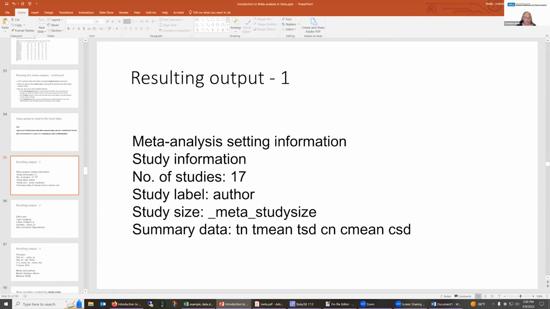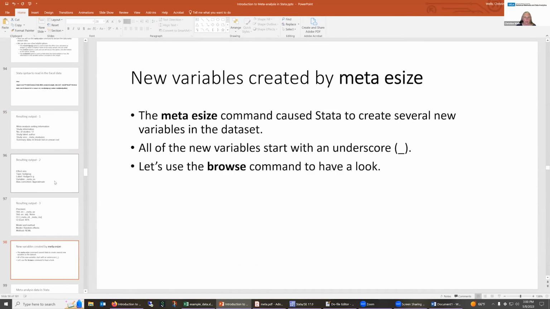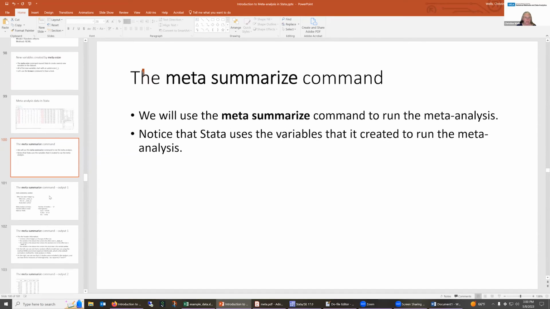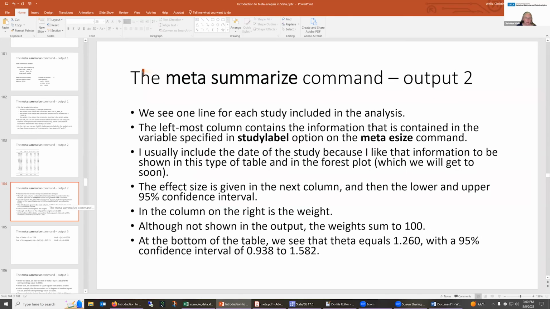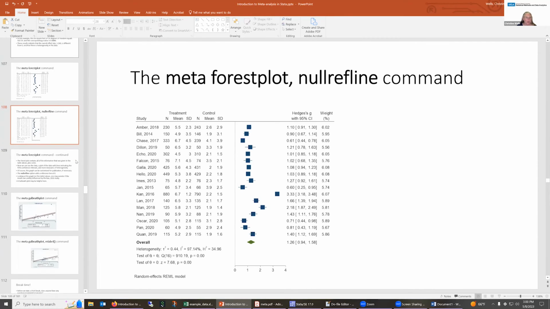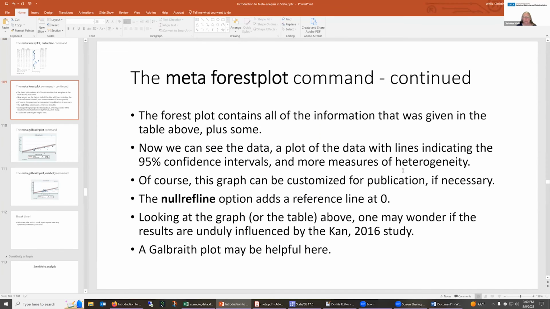So let me go back to this. All right, now we get to skip a whole bunch of slides because the output took up a whole bunch of slides. So let's see here. Okay, we discussed all of this. We discussed this. We discussed this. Okay, awesome sauce. Let's see, we discussed all this.